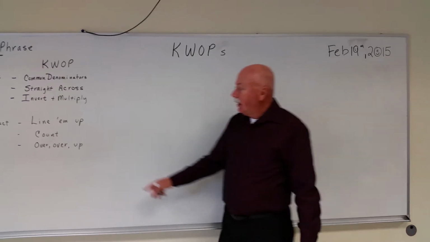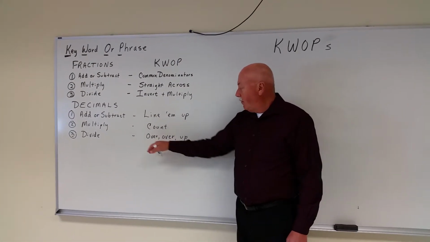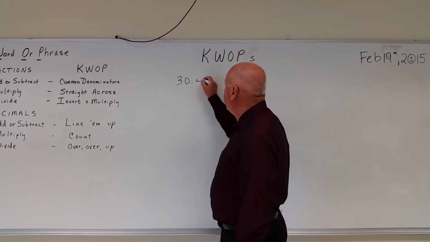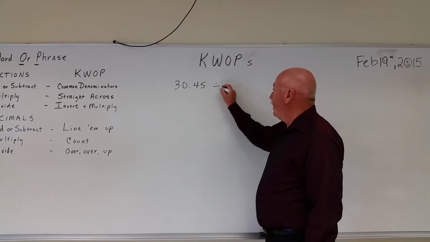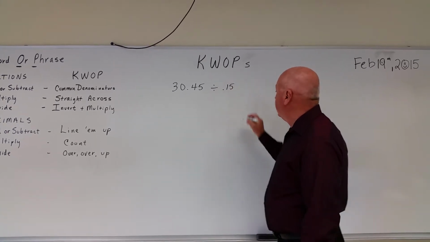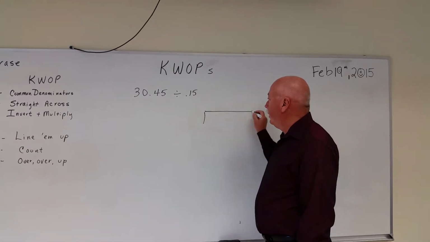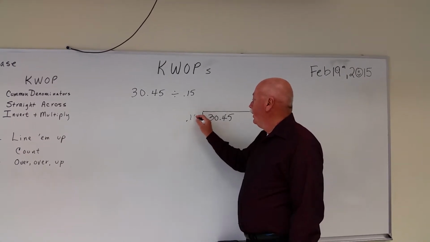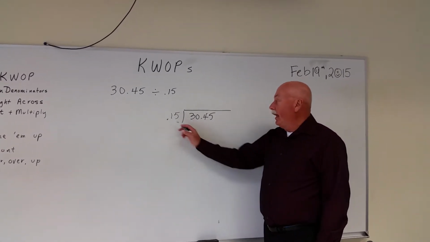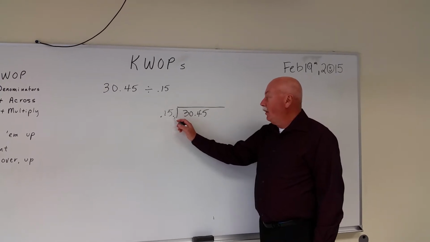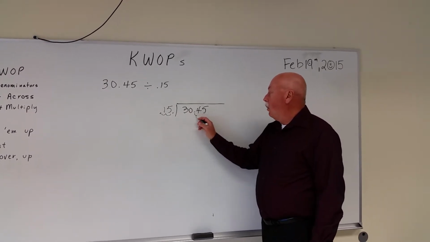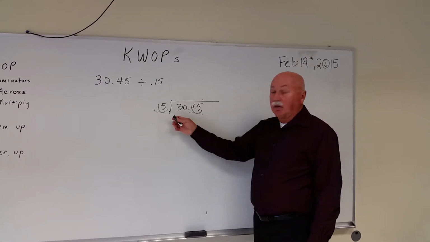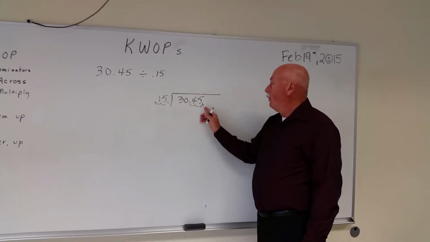All right, now let's look at dividing decimals. And the Kwop for it is over, up. So if I have 30.45 and I'm going to divide that by 0.15, I write it in our standard form, 30.45 divided by 0.15, and I go over 2 to make this a whole number. So 1, 2, 1, 2, and that's where my new decimal is going to be. It's going to be right here. So we call this over, up.